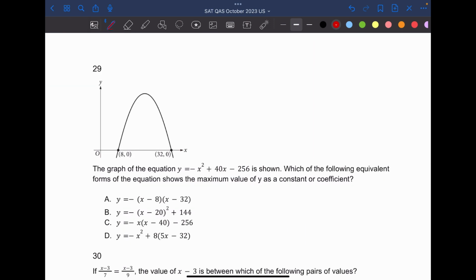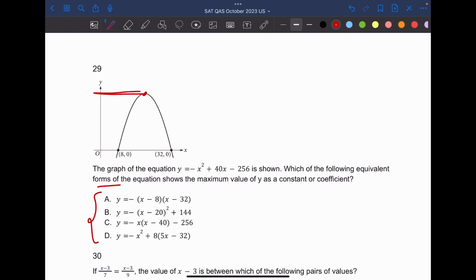Okay, question number 29. The graph of the equation y is equal to negative x squared plus 40x minus 256 is shown. Which of the following equivalent forms of the equation shows the maximum value of y as a constant or a coefficient? The question says that all of these options are correct because they are different forms of the same equation. So it's not about seeing which one's valid, it's looking at which one tells you where the y value of the vertex is, because that will be the highest or maximum point of the function.